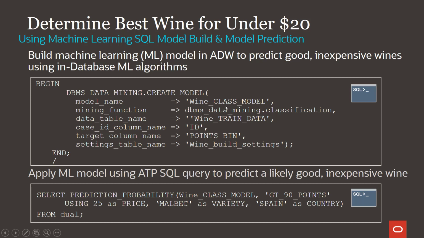And what we're going to do is define a cut point. We're going to say if it's 90 points or above, it's a good wine, and if it's 89 points or below, it's not necessarily such a good wine.